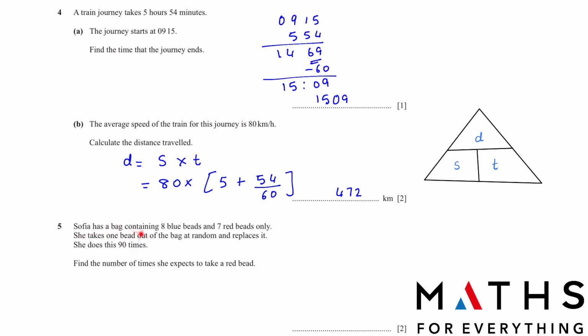Question number 5. Sophia has a bag containing 8 blue beads and 7 red beads only. She takes one bead out of the bag at random and replaces it. She does this 90 times. Find the number of times she expects to take a red bead. Probability of getting a red bead is 7 out of the total number of beads. The total number of beads is 8 plus 7, 15. Multiply it by the number of times she picks up the bead. It is 90. This will give us 42.